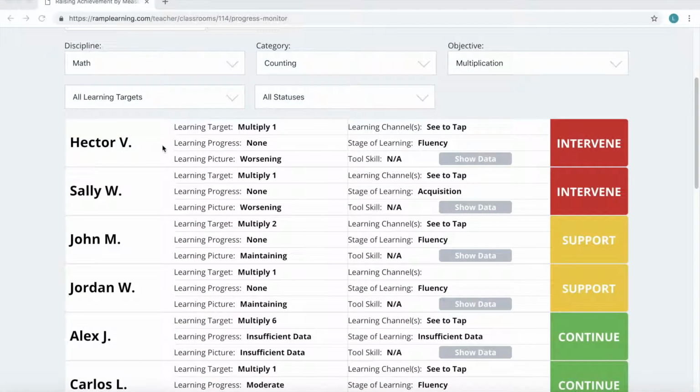The information here on the Progress Monitoring page is the same information available on the Gradebook page. The graph that's available in the Gradebook page can be accessed by clicking on this Show Data button. So the pages are interchangeable. They have different uses depending on what a teacher needs to see quickly.